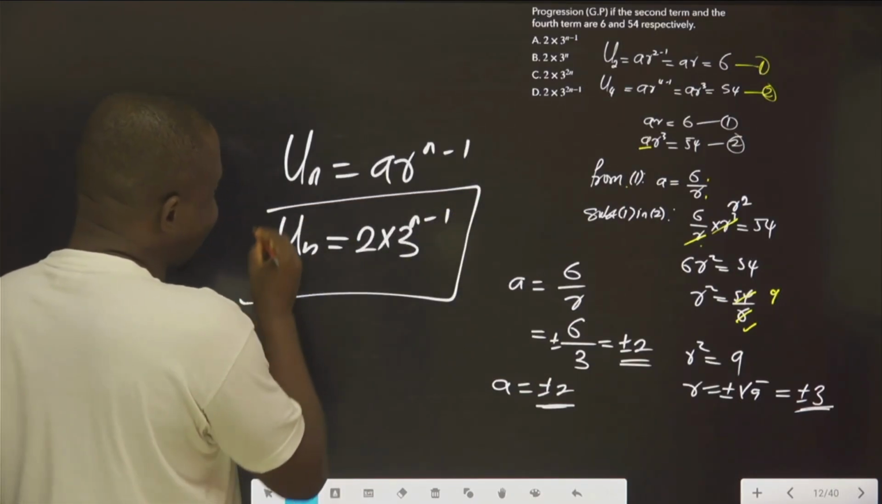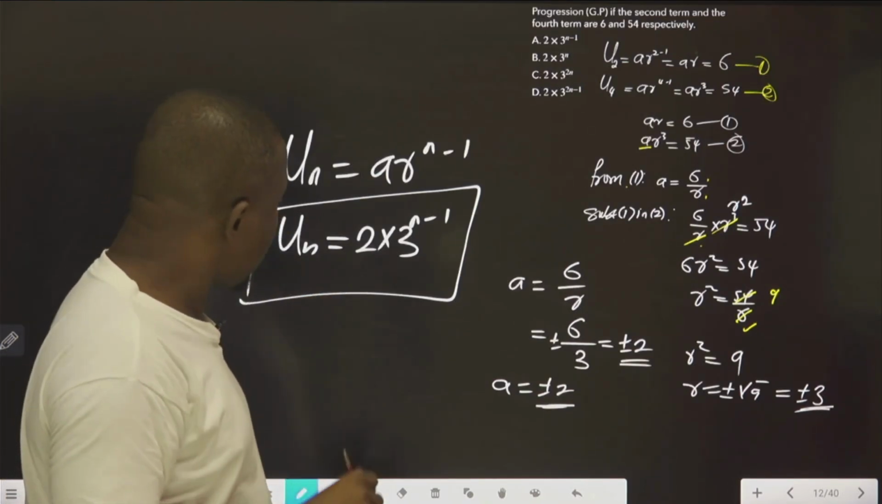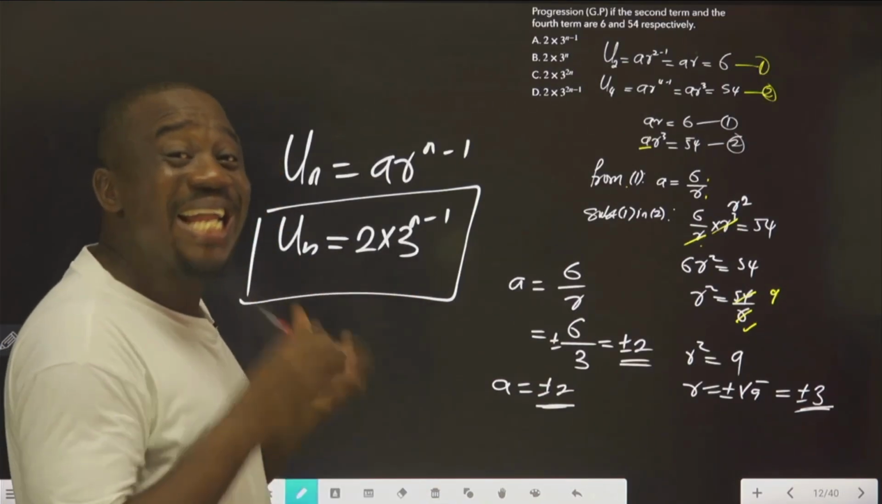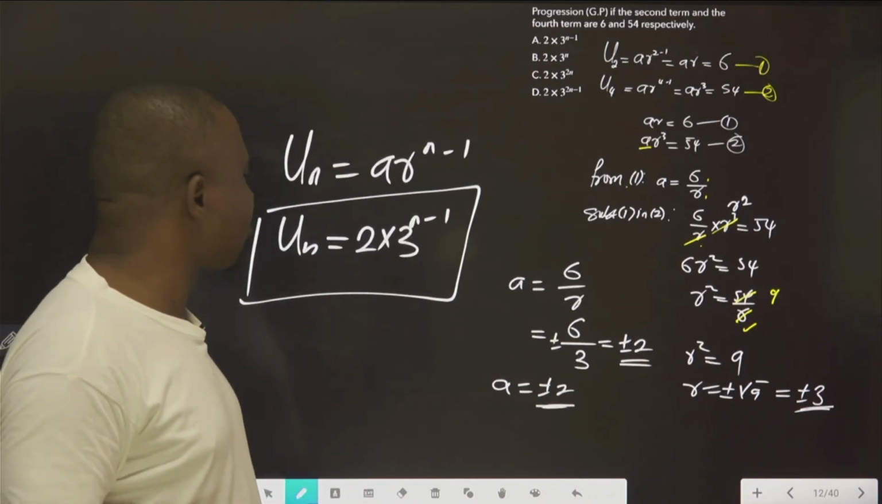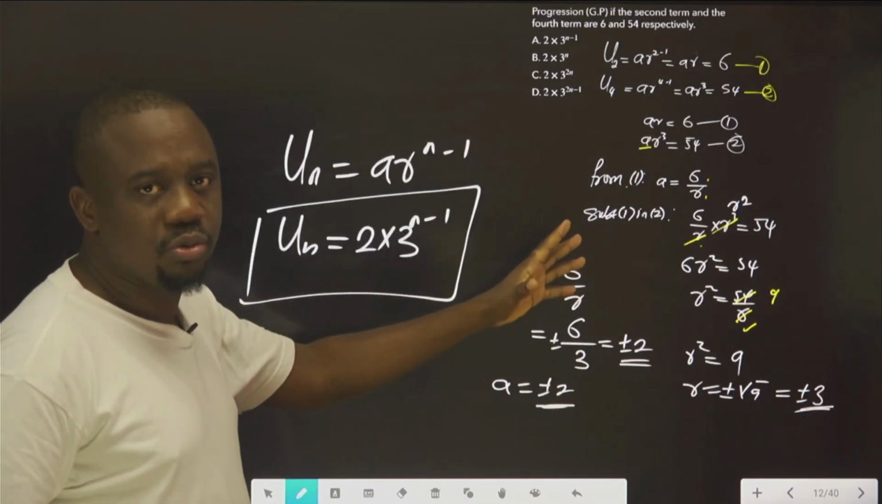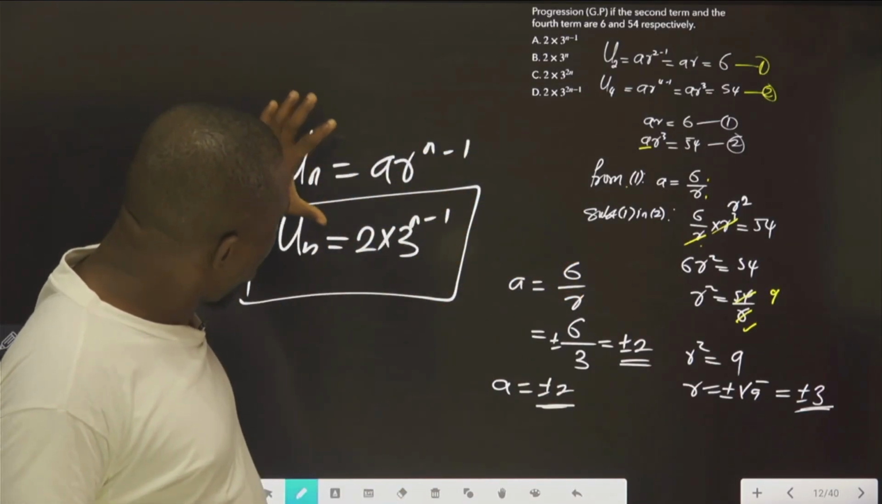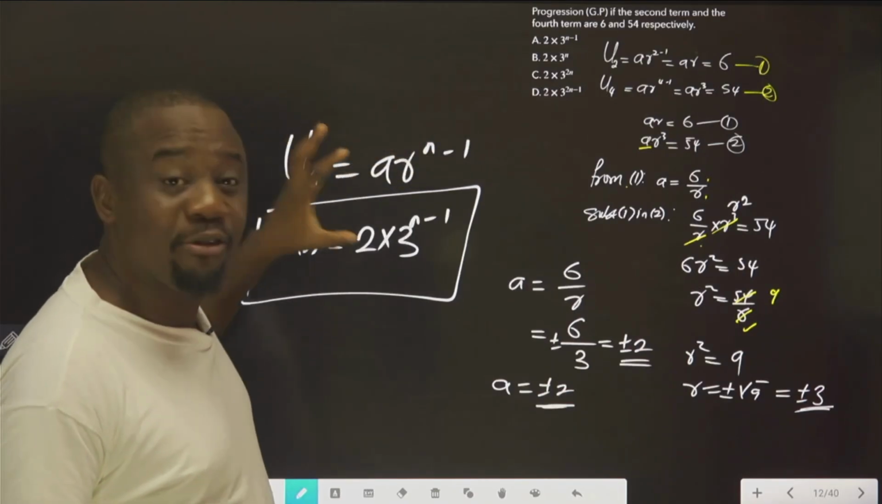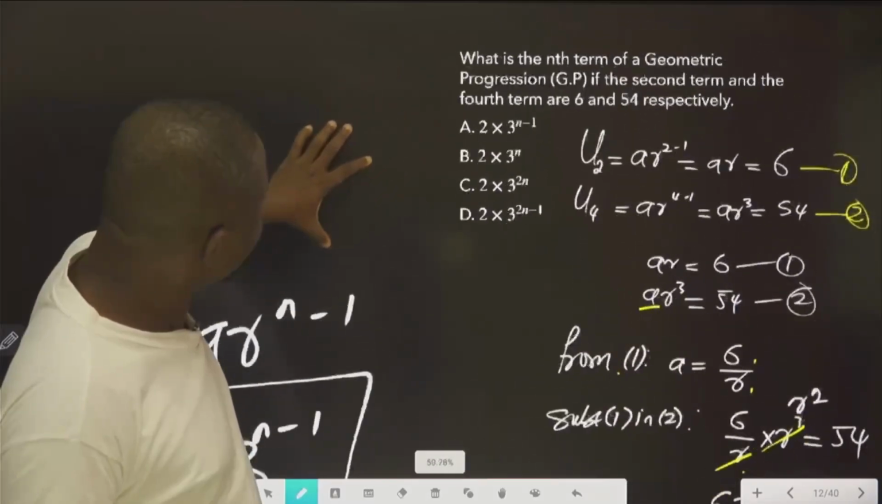The general nth term, I've taught this on my YouTube channel and TikTok: how to calculate the nth term of anything, both arithmetic and geometric progression. Once you get the first term and the common ratio, or first term and the common difference, all you have to do is substitute in this general formula. Whatever you have is the answer. So if you come here now, you can see that the answer is A.